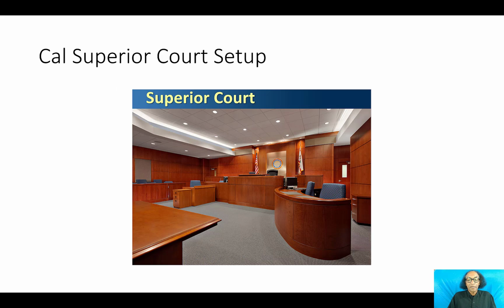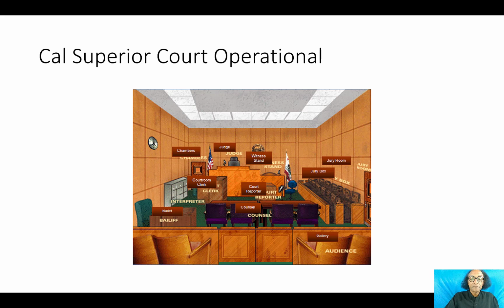Now, the California Superior Court, the trial court, this is a picture of what the trial court looks like. As you can see, you have the bench at the top where the judge sits, and to the left of that is where the jury box is, and then the court clerks and so on in the foreground to the right. Pretty simple and straightforward.